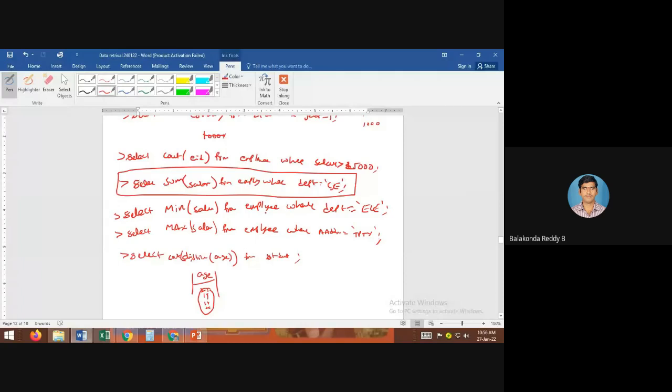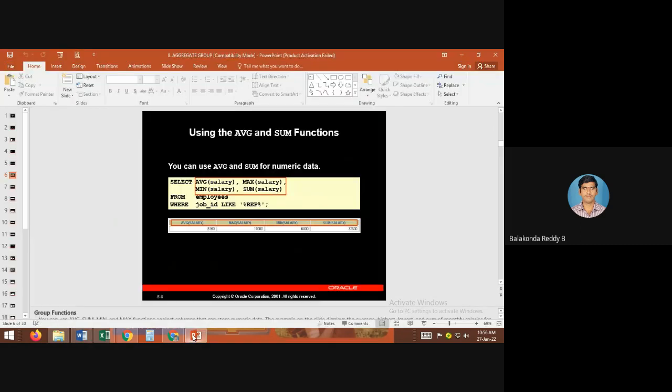Select max of salary from employee. Next, select min of salary from employee.